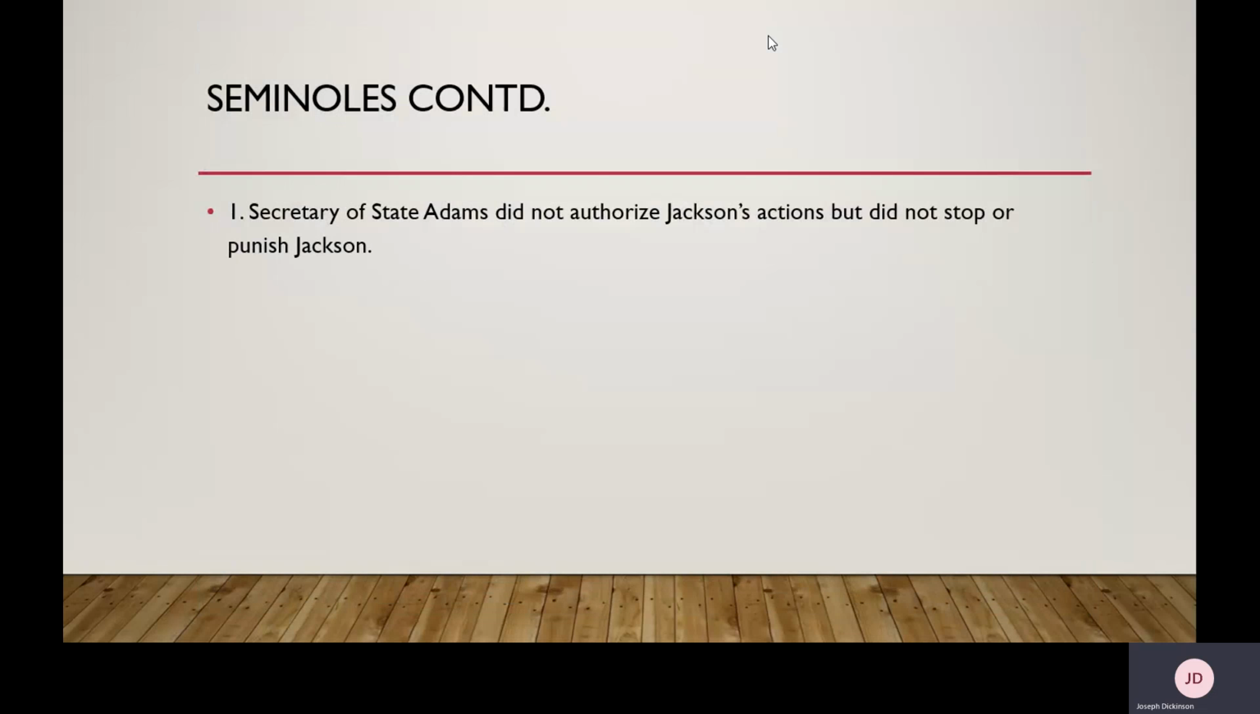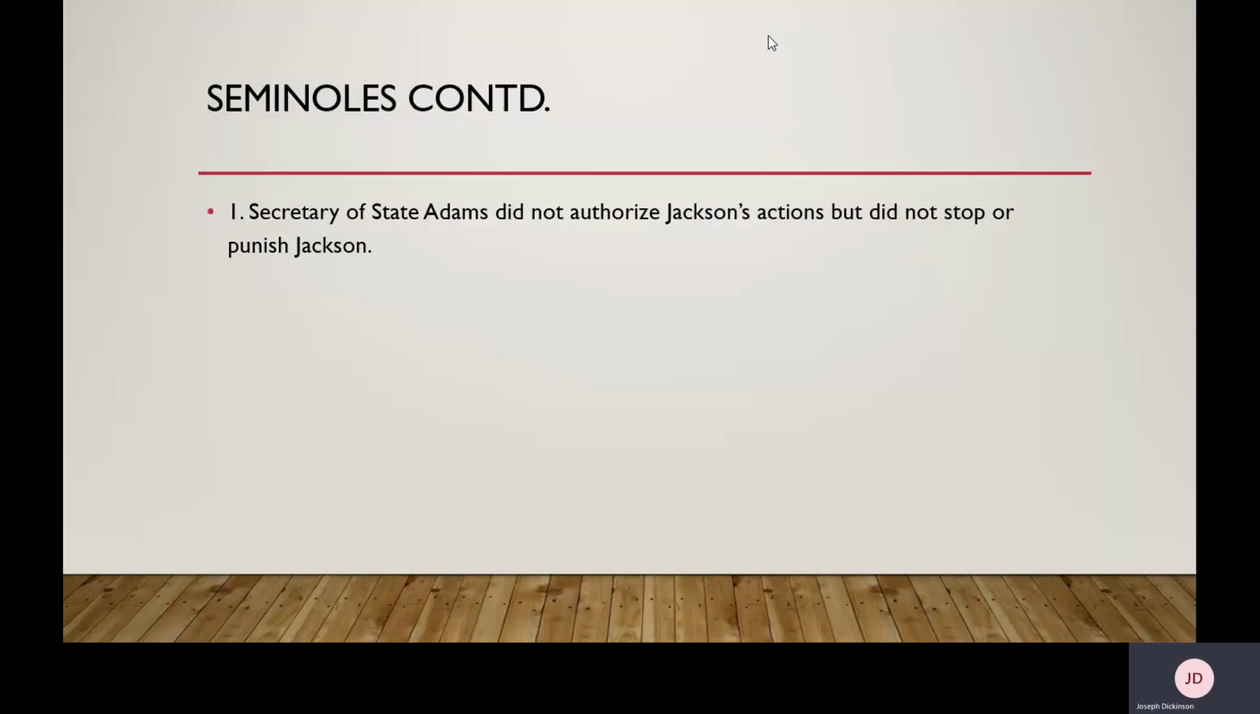As the Seminole conflict continues, Secretary of State Adams. So not the John Adams that we think of. He's long gone. We're no longer with President John Adams. So the Secretary of State right now, if you could, tell your neighbor what the Secretary of State does. Hopefully you told your neighbor that the Secretary of State is the cabinet member for the president who deals with foreign affairs.